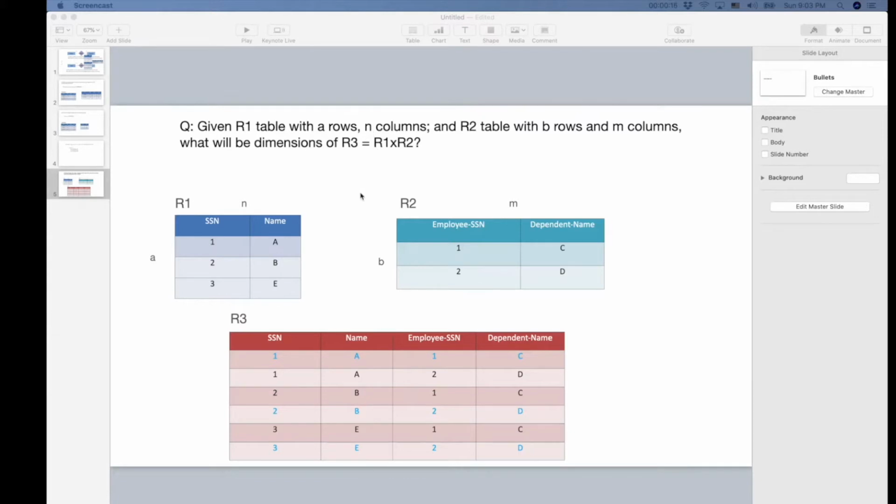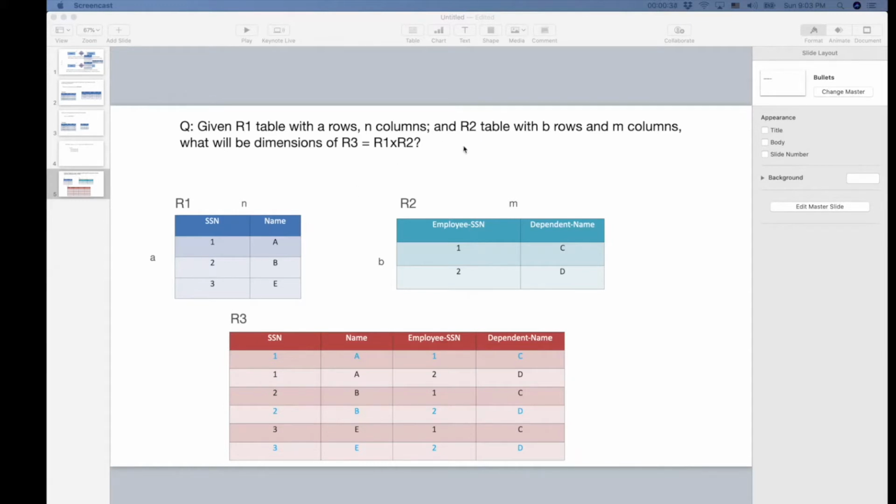Here I need to clarify that A denotes how many tuples we have. It doesn't count the first row, as the first row denotes attribute names. It doesn't include this one, right? And for R1, A will be equal to 3, right? We have 3 tuples. N will be equal to 2, right? We have 2 attributes. This is just one example.